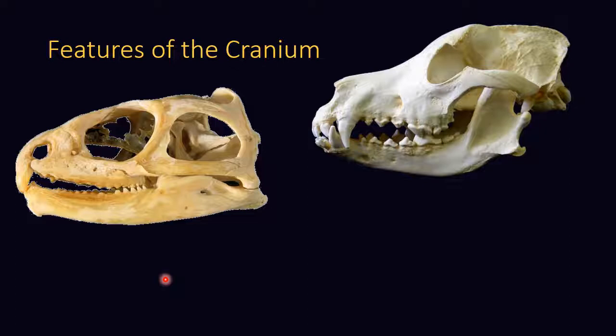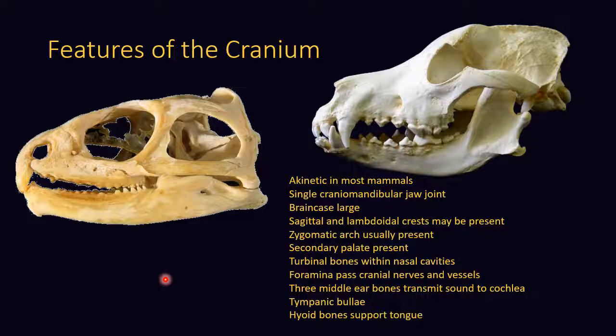Again, we're going to have a whole host of things pop up here because we're going to go over this in more detail in laboratory, and I want you to investigate for yourself. But some of the big things that separate mammals from reptiles: our skulls are akinetic. What does that mean? There's no motion. We'll look at the reptile skulls, and there are many different joints that move besides just the jaw going up and down. There's also only a single craniomandibular jaw joint in mammals. You can have multiple ones in reptiles.